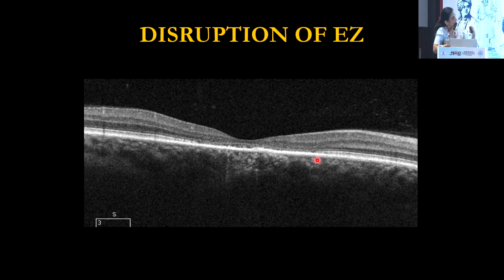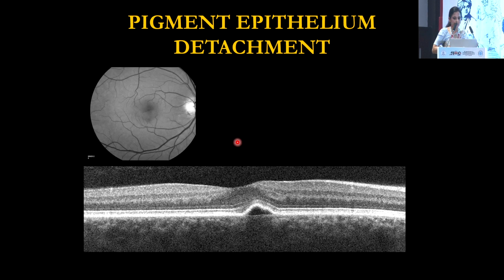Again, this is a case where you see the ellipsoid zone is missing completely. That line of photoreceptors is missing. This is the external limiting membrane, the thinner line here. So again, you can prognosticate and tell the patient.